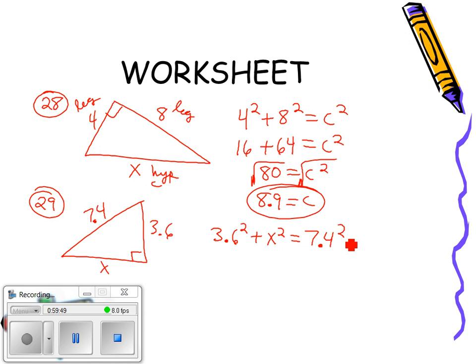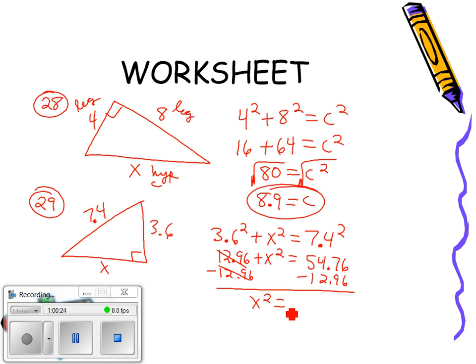Grab your calculator. 3.6 squared is 12.96. 7.4 squared is 54.76. Then what we have to do is this takes an extra step from the first one. Subtract 12.96 on both sides. Those cancel, you're left with x squared equals 41.8.